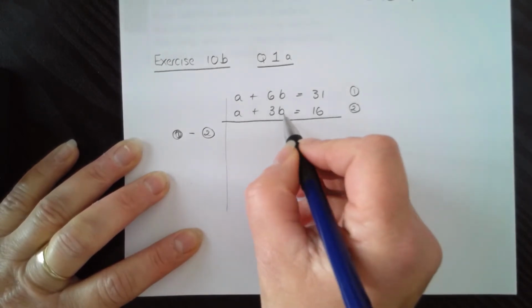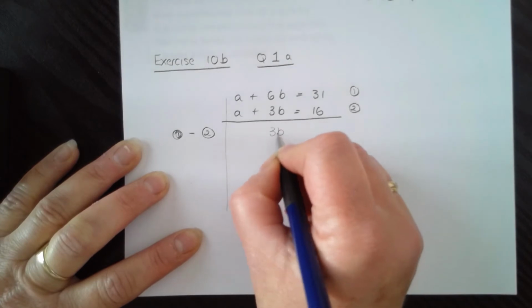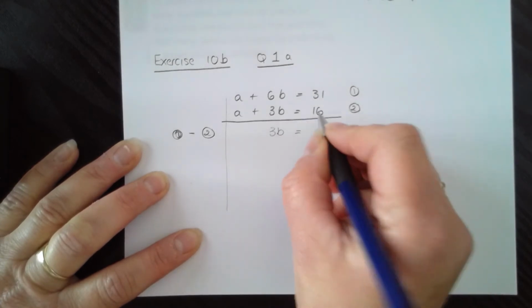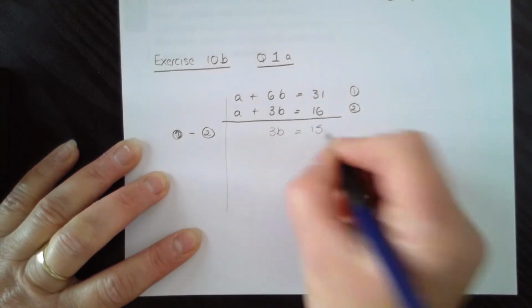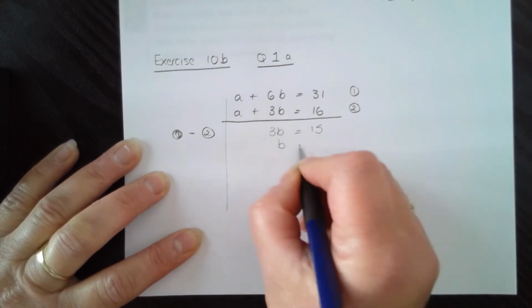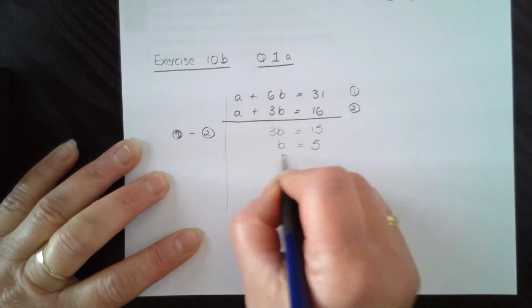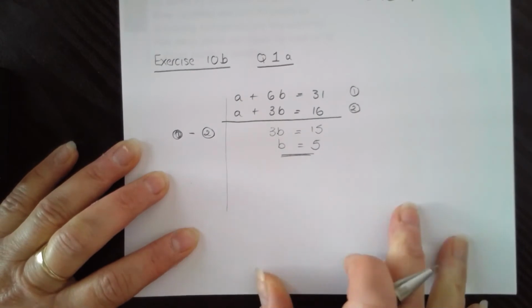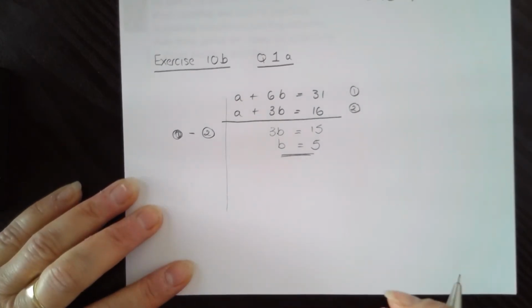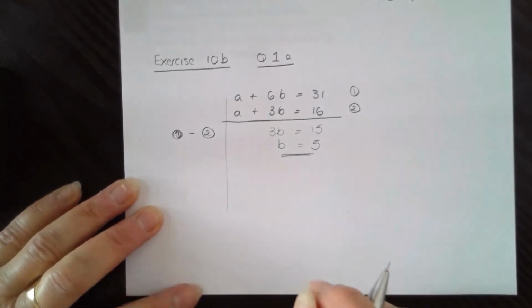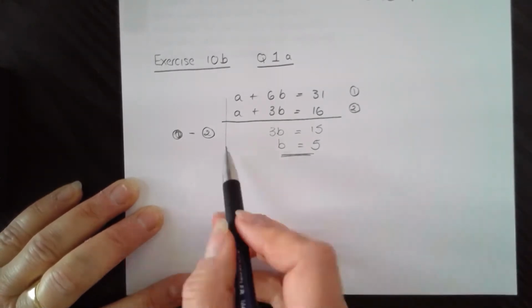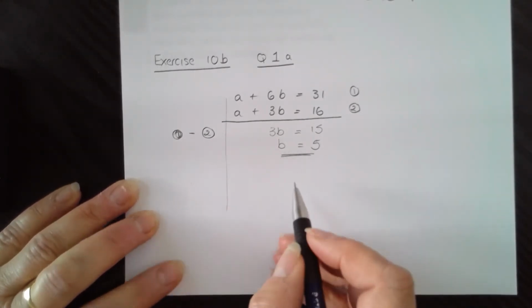6b take away 3b is 3b. 31 take away 16 is 15. So b must be equal to 5. Then choose one of the equations to substitute back into. It does not matter which one. I'm going to go in the one with the smallest numbers because it's a bit easier.